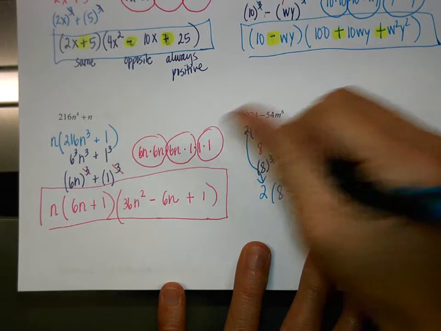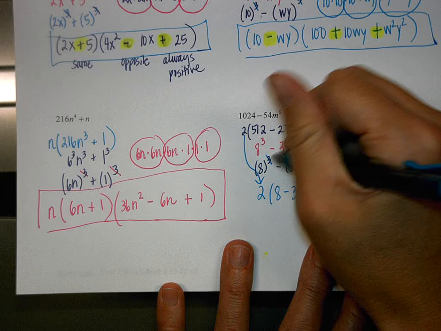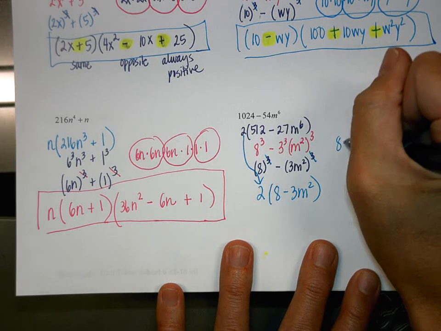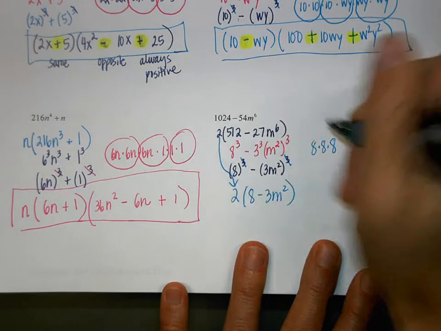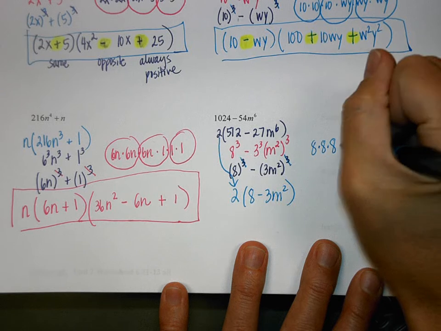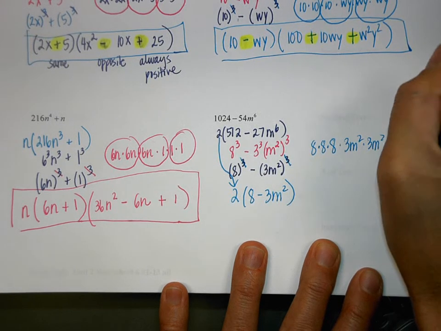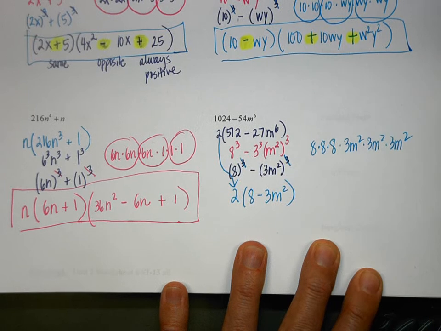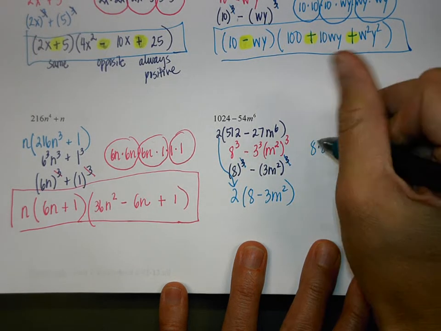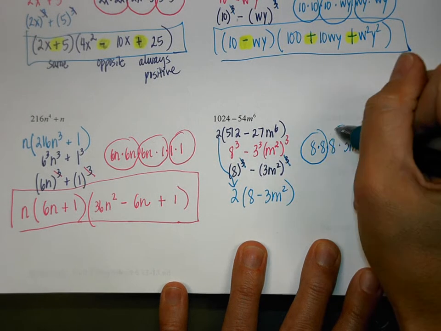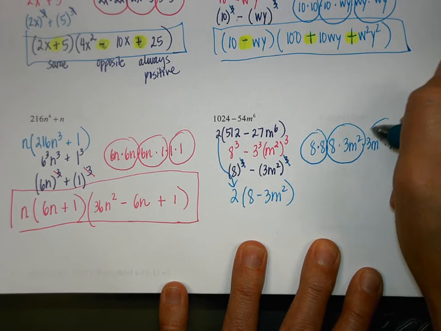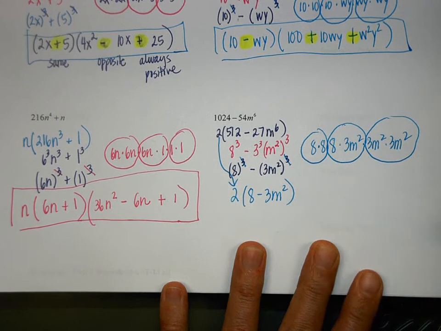Next, we're going to go ahead and write this out. So we're going to write out our 8 cubed, and we have 8 times 8 times 8. And then for our 3m squared, we're going to write that out 3 times. 3m squared times 3m squared times 3m squared. Next, we group them in pairs. And we multiply them out.